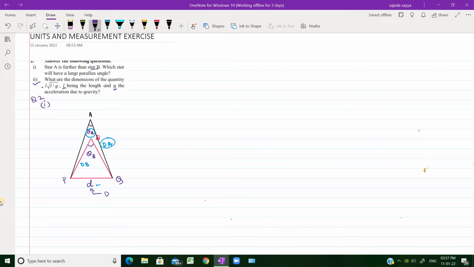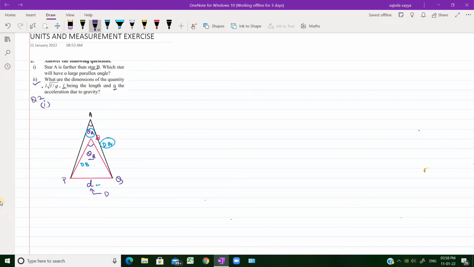In the example it is given that star A is farther than star B. It means that star B is near to the earth and A is a little away from the earth. Therefore, the angle made by star A with the diameter of earth is theta A, and its distance from either of the positions on the earth's surface is big dA. Similarly, another star B forms an angle theta B with the diameter PQ of the earth, and dB is its distance from the earth.